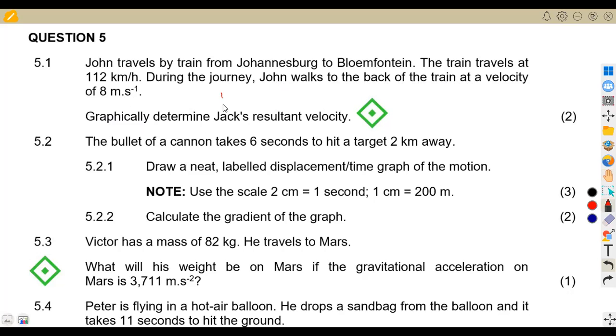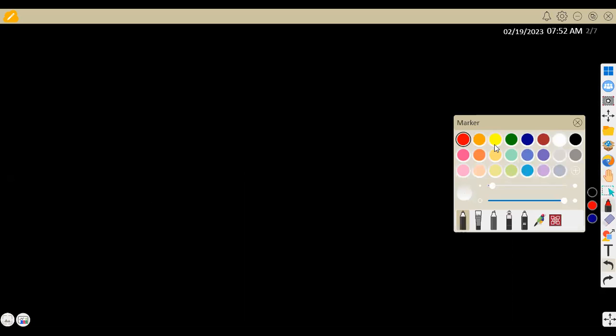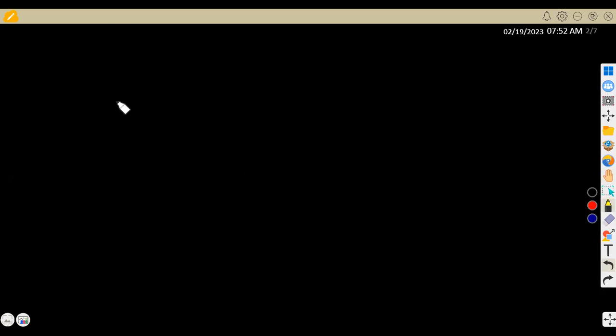So this is supposed to be John's resultant velocity. It's going to depend on the way that you're going to represent this. We are given that the train is going from Johannesburg to Bloemfontein at 112 kilometers per hour. So the first thing is to convert 112 kilometers per hour to meters per second.